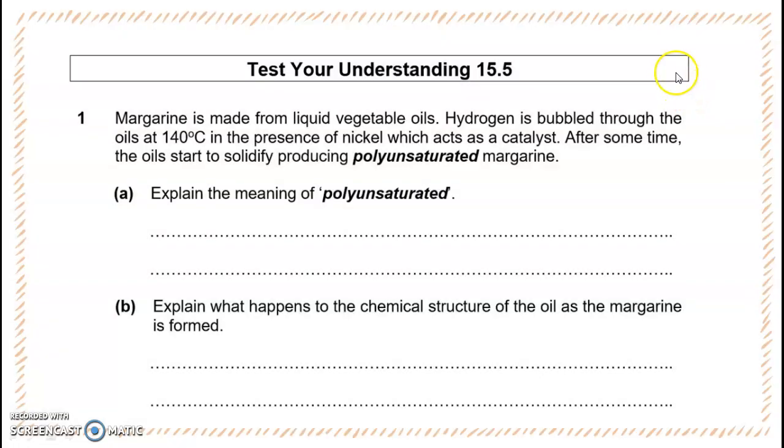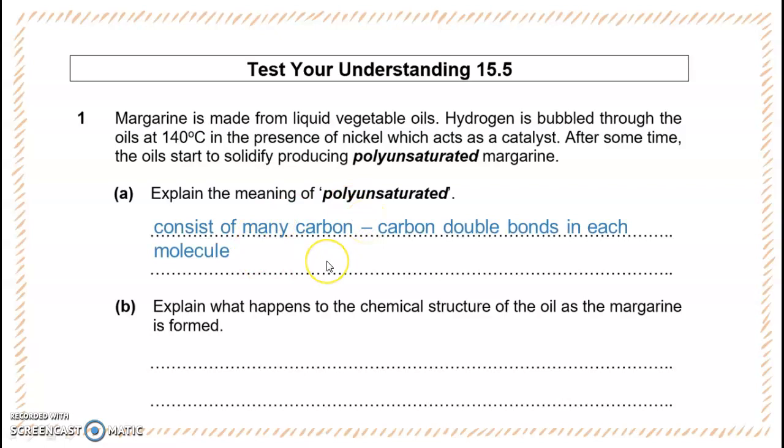There's a test your understanding 15.5, so you can pause first before we go through this video. Margarine is made from liquid vegetable oil. Hydrogen is bubbled through the oil at 140 degrees in the presence of nickel, which acts as a catalyst. After some time, the oil starts to solidify, producing polyunsaturated margarine. What does polyunsaturated mean? Unsaturated means there's one carbon-carbon double bond. Poly means there's more than one carbon-carbon double bond. Take note that this is referring to one molecule only.